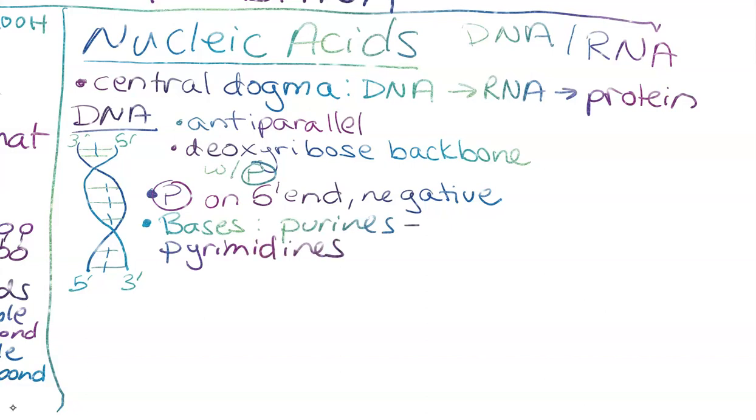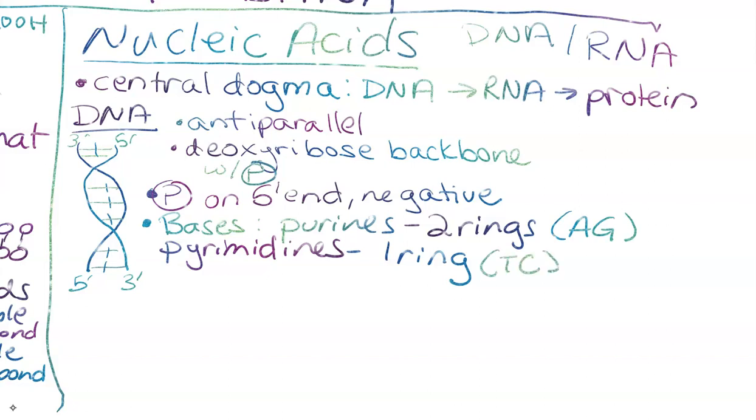I remember purines is a short word, so it's a bigger molecule, of course, because why wouldn't it be? Purines have 2 rings, and pyrimidines have 1 ring. The purines are adenine and guanine, and the pyrimidines are thymine and cytosine. A binds with T always, and G binds with C always. So you should be able to take a piece of DNA and tell me what the complementary strand is.